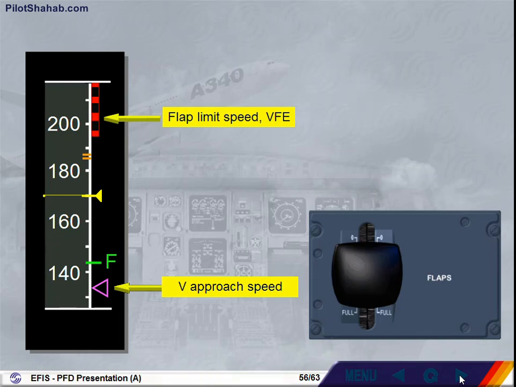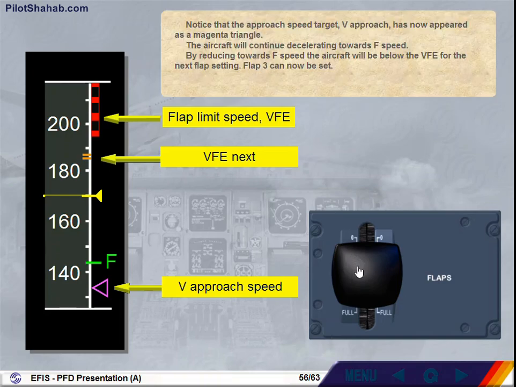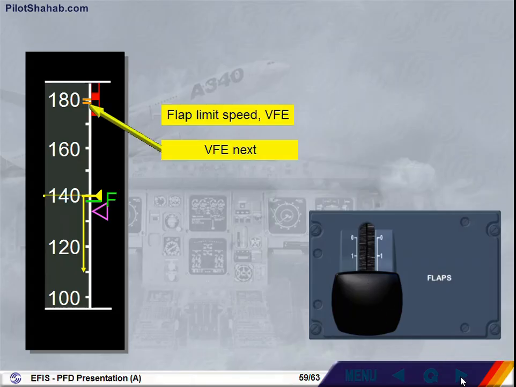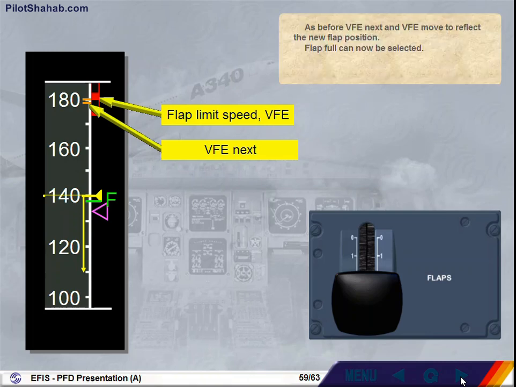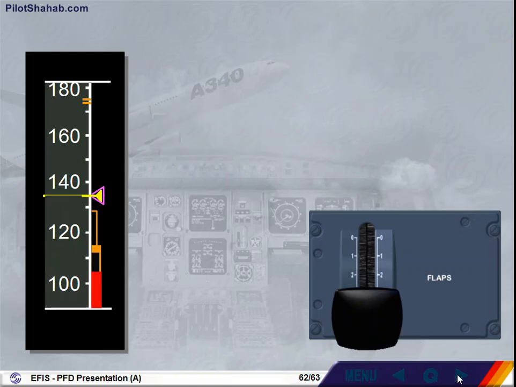By reducing towards F speed, the aircraft will be below the VFE for the next flap setting. Flap 3 can now be set. Click on the flap lever. As before, VFE next and VFE move to reflect the new flap position. Flap full can now be selected. Click on the flap lever. The aircraft will eventually stabilize at VApproach, and the VFE will be adjusted to reflect full flap.